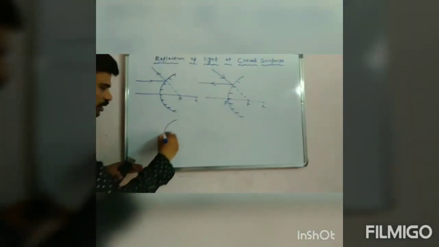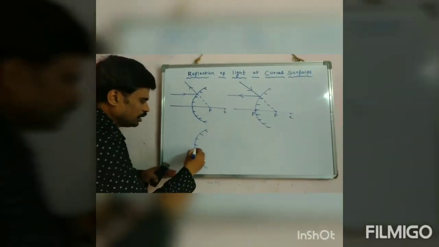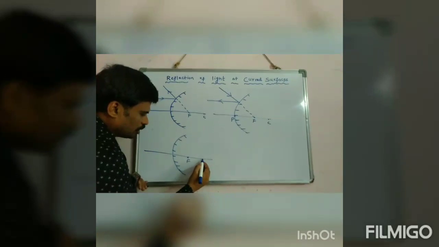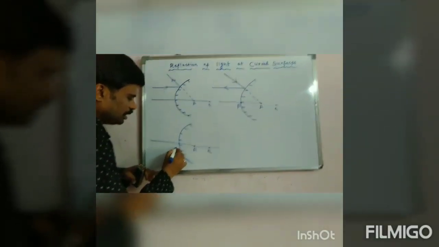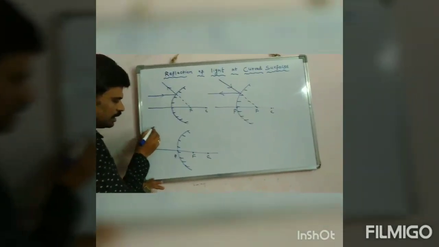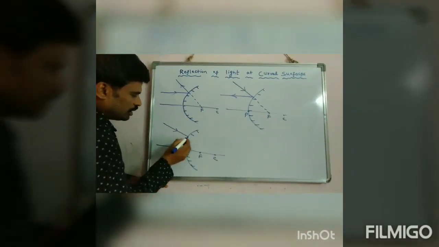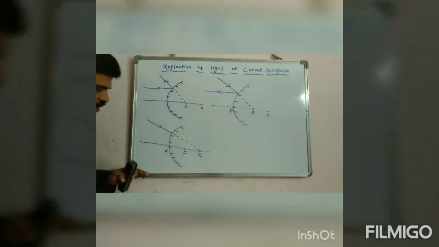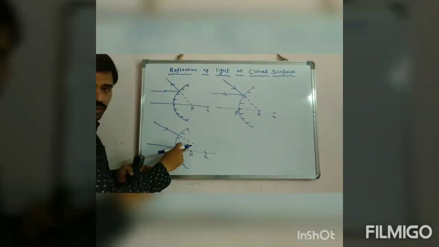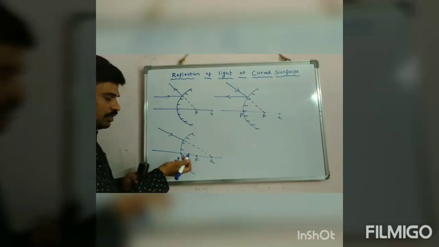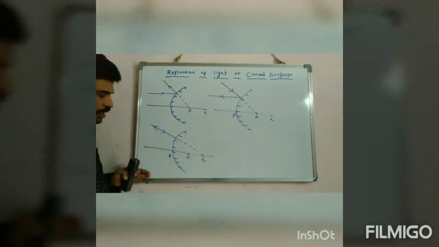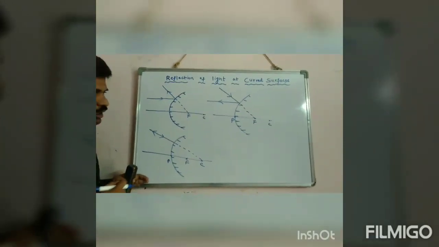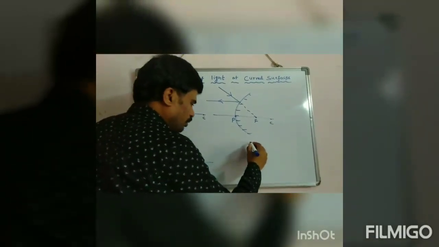Now let us see the third rule. In the third rule, you can see here focus, center of curvature and pole, and a light ray is incident on the convex mirror such that it appears to be passing through the center of curvature. Then the reflected ray will bounce back in the same direction, right?